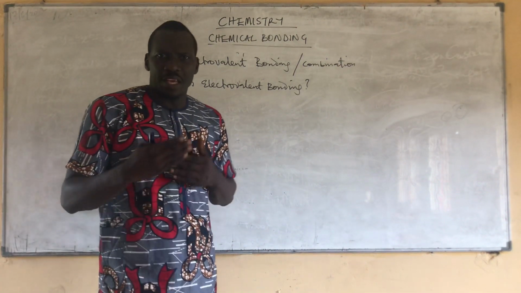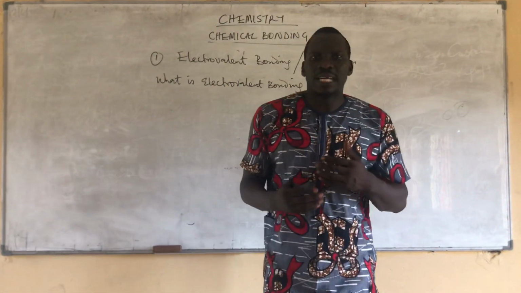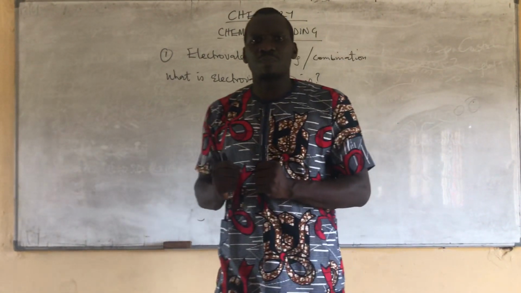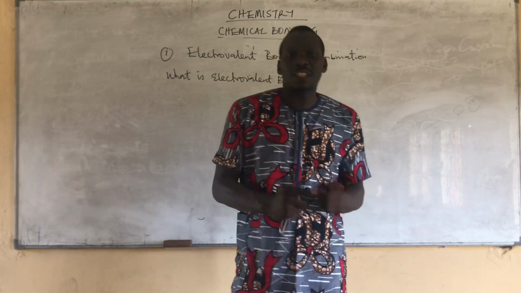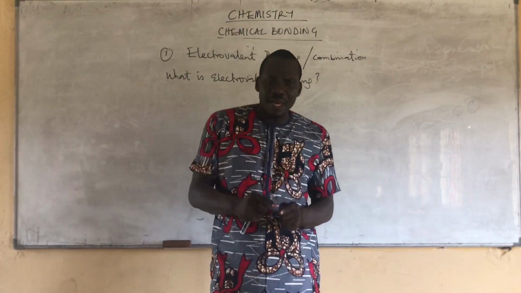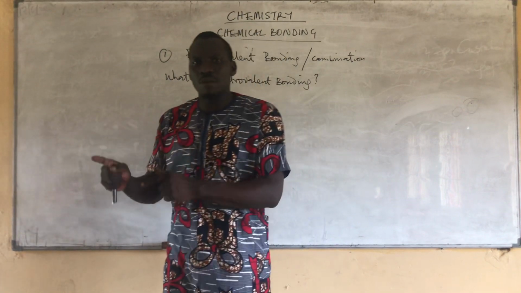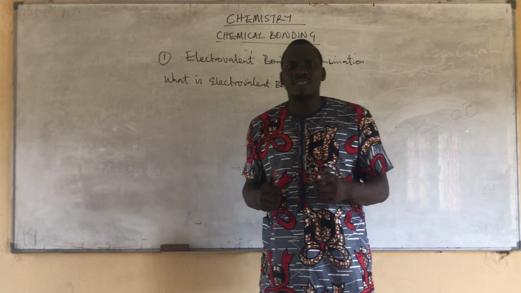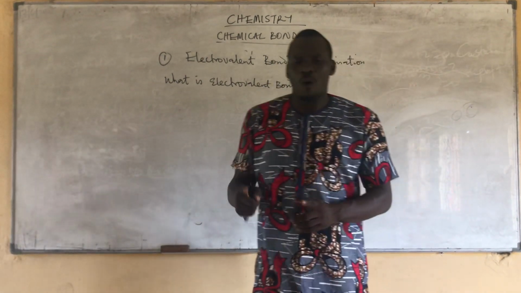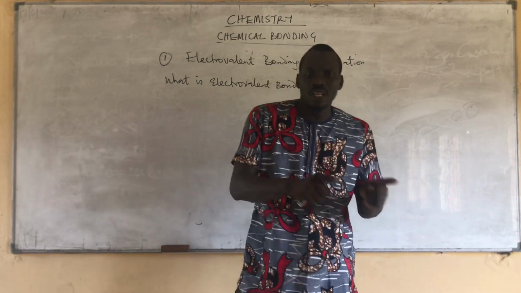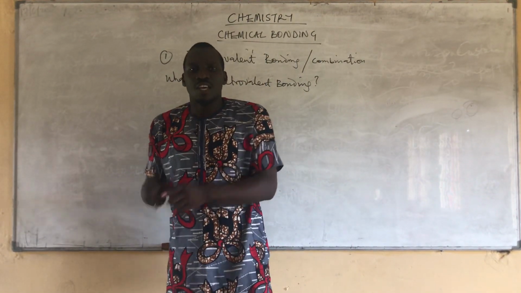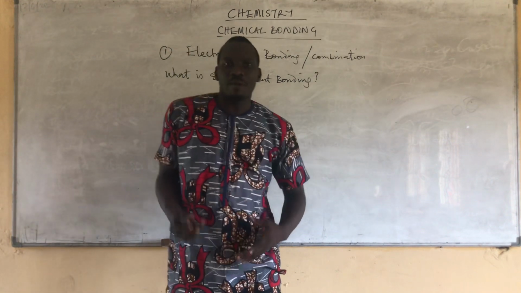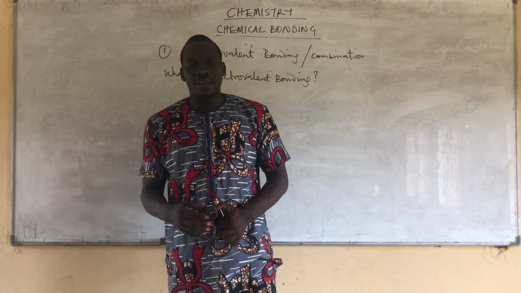Electrovalent bonding is the bond that exists between a metal and a non-metal. It involves the transfer of electrons from a metal to a non-metal. I repeat, it's a bonding that exists between a metal and a non-metal that involves the transfer of electrons from the metal to the non-metal. In electrovalent bonding, there will be loss of electrons from the metal and gain of electrons by the non-metal.